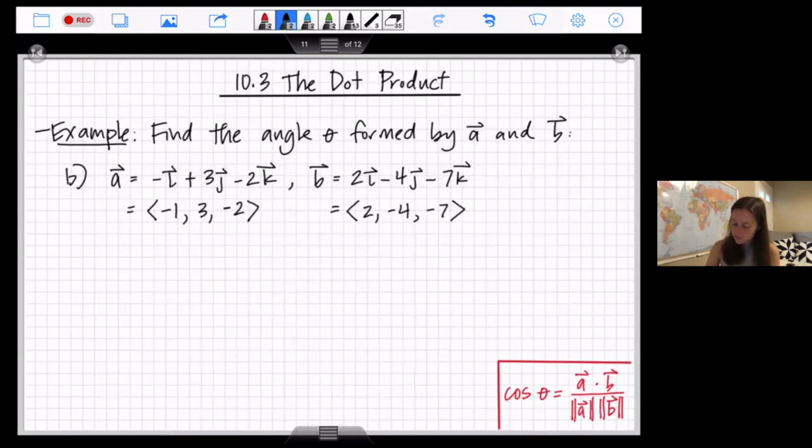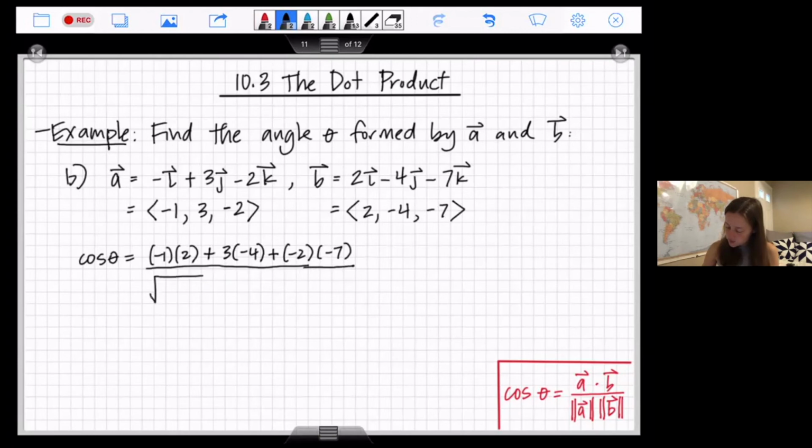All right, so let's see if we can write less things here. I'm going to skip straight ahead to the calculations. Okay, so the first thing we do is dot the two vectors on top. So I'm going to multiply component-wise, -1 times 2, plus multiply y components, 3 times -4, and then multiply z components, -2 times -7. All right, and then we're going to need those two big square roots.